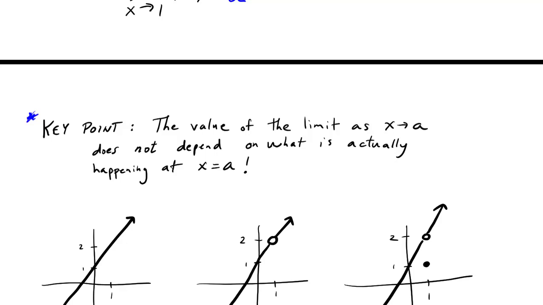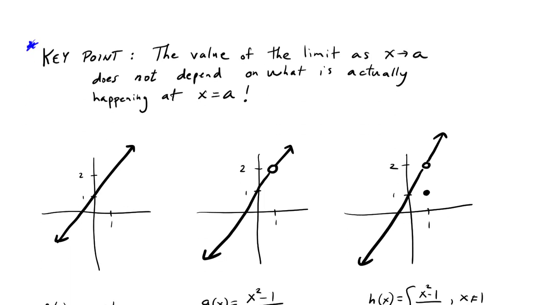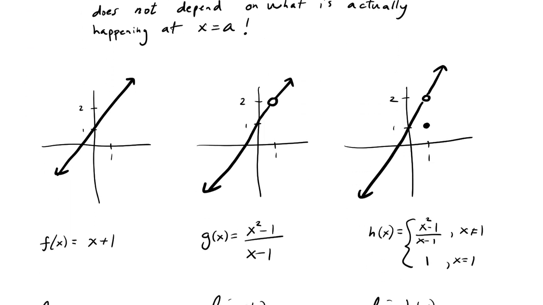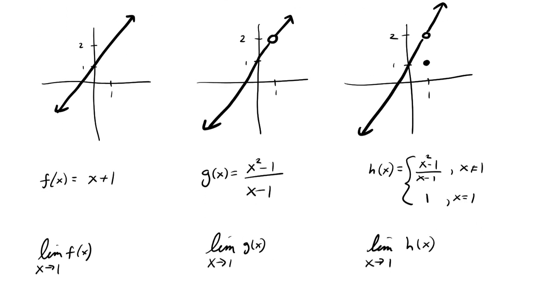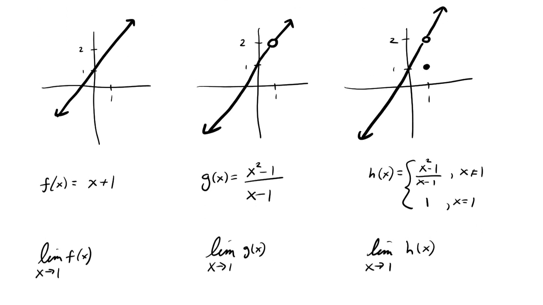In order to clear this up, let's look at these three functions, which are very similar looking functions, but they're different. Okay, so let's take the first one here. So this is going to be f of x. So f of x is x plus 1. That's the function we were just looking at.